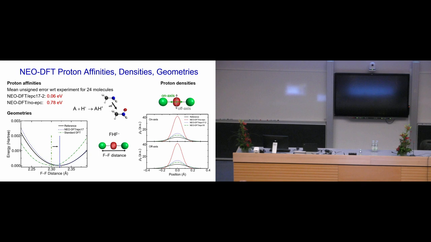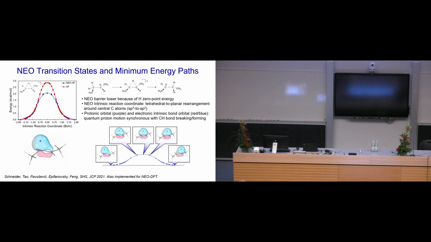But we can do more with DFT than we could do with CCSD. We have analytical gradients, we have analytical Hessians, so we can optimize geometries, and we can get transition states. So in this case, it's a hydride transfer. We treat this transferring hydrogen nucleus quantum mechanically, and we can generate the minimum energy path for hydride transfer from one carbon to the other. And what you see is that the barrier is lower with NEO than it is for Hartree-Fock, and that's because we inherently include the zero-point energy of that transferring hydrogen, that lowers the barrier.